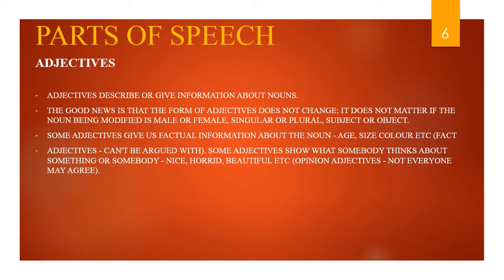Here you can see that some adjectives give us factual information about the noun. For example, Ali is 6 years old. So 6 years is the age of a person, the age of Ali. This is also an adjective. His height is 5 feet. So we are telling the size or height of Ali. That is also an adjective. His color is white. So his color is also showing the adjective of that noun.